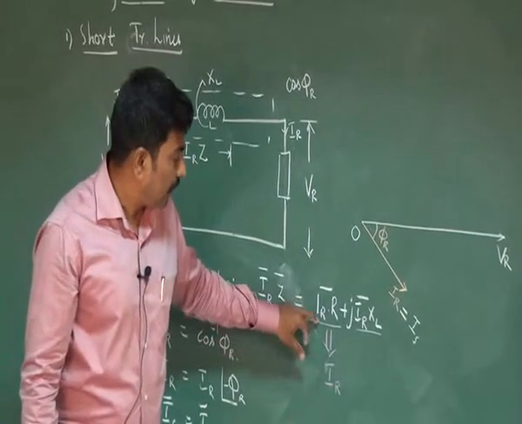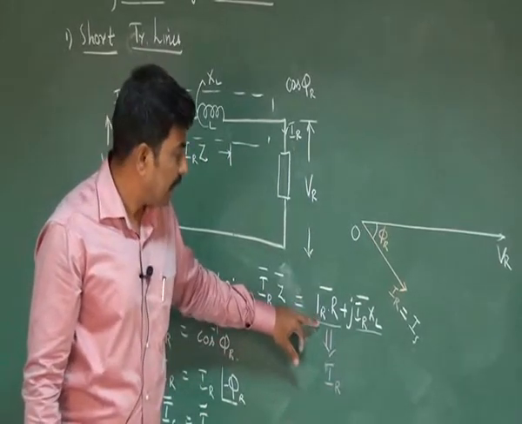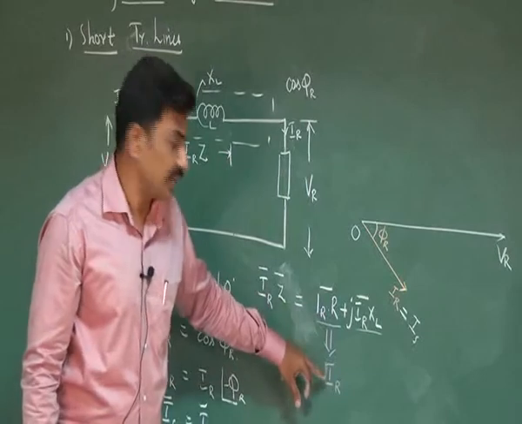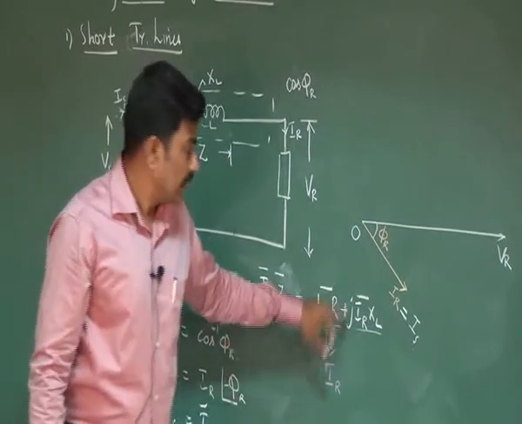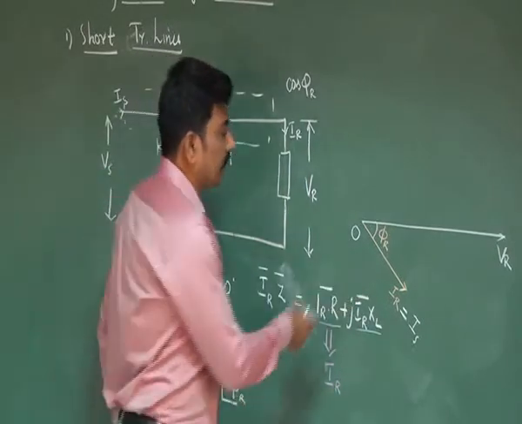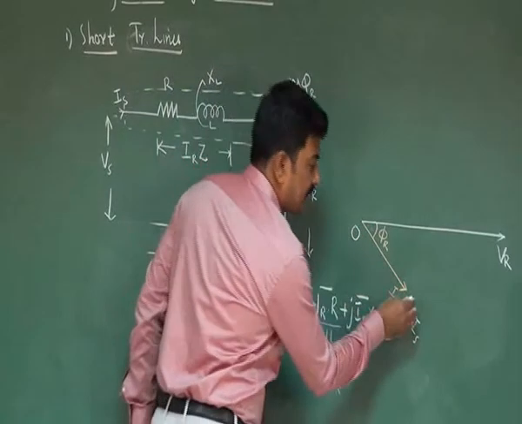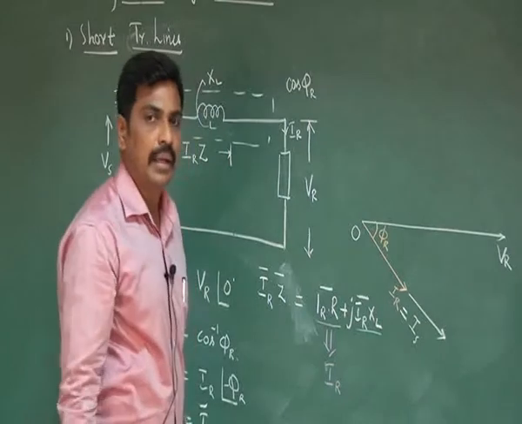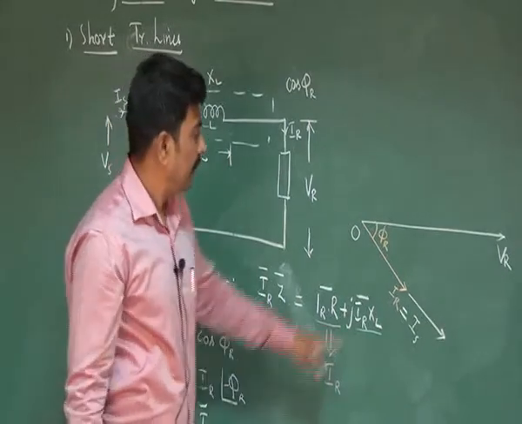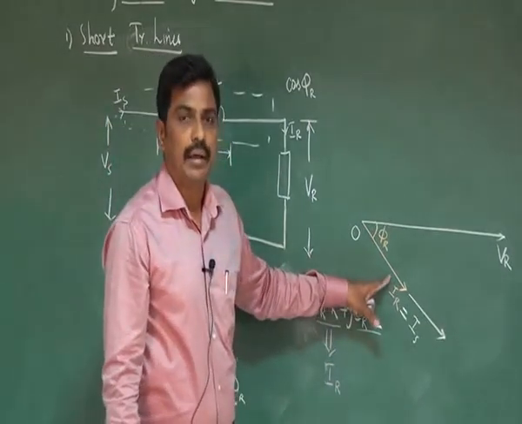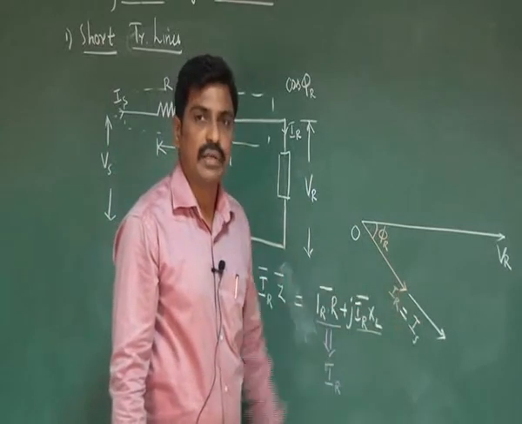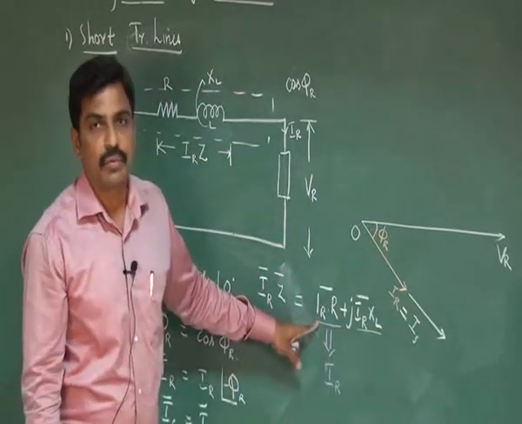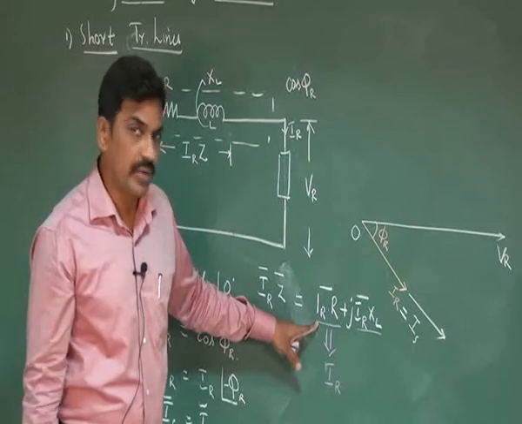Now I want to plot the resistive drop. I said the resistive drop is in phase with IR. In phase means we need to plot it here, that is in phase. But here I said we shouldn't combine the current vector and voltage vector. The drop vector is obviously a voltage vector.